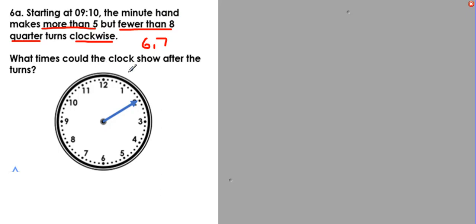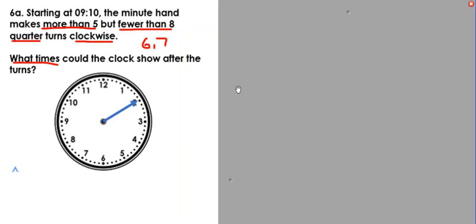Okay, so we're going the way that the clock would go. So we want to know what times, not what number the hand would land on, but what times the clock could show after the turns. Okay, so remember a quarter turn is 1, 2, 3 numbers. So if you do it that way, and then have a go. So pause the video now and have a go.